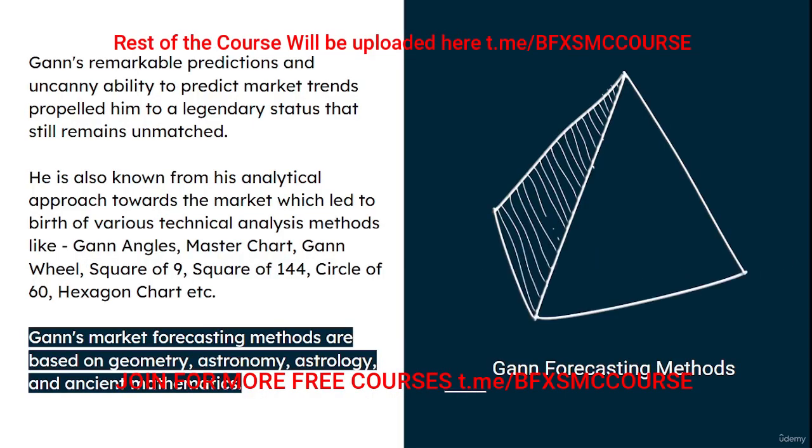He made many different kinds of, you can say, indicators, but I'll say more like methods, like Gann angles, master chart, Gann wheel, square of 9. We'll discuss square of 9 in more detail, and we'll also discuss Gann angles and the master chart, Gann wheel part. And square of 144, these are other methods which are not in the purview of this course, but you'll get a pretty good understanding of his world. His market forecasting methods are based on geometry, astronomy, and astrology. And most of the ancient mathematics you can see I have written here, but ancient mathematics is a sugar-coated term which we use to describe geometry and numerology. You'll see all of that.